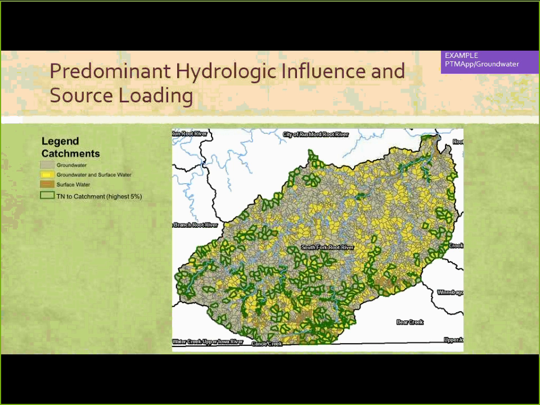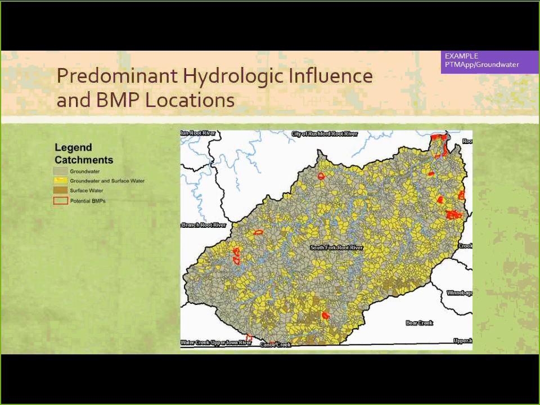So those areas in this graphic, for example, that are dark brown and have a green circle, those are areas with high sediment load that go to surface water. Those areas with kind of the gray background and the green circles go to groundwater. And you can do the same thing with your BMP analysis.